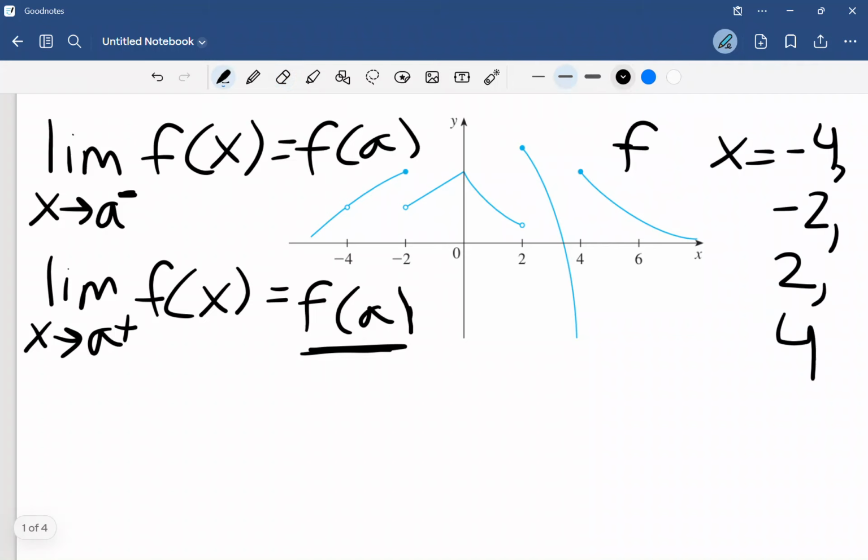Finally, for similar reasons, at x is equal to 4, it's continuous from the right-hand side. Because f of 4 is equal to this value over here. And the limit from the left-hand side is negative infinity. But the limit from the right-hand side is this value over here. So it's only continuous from the right-hand side. And that's it.